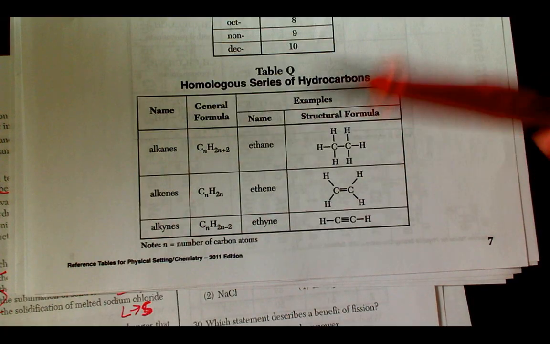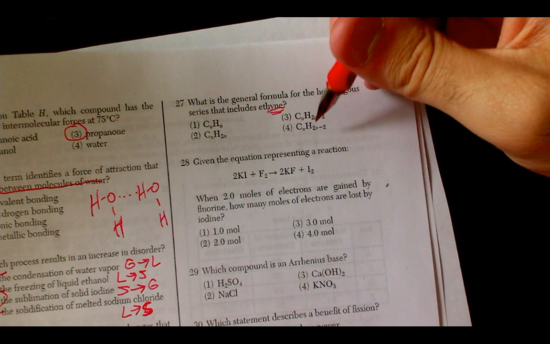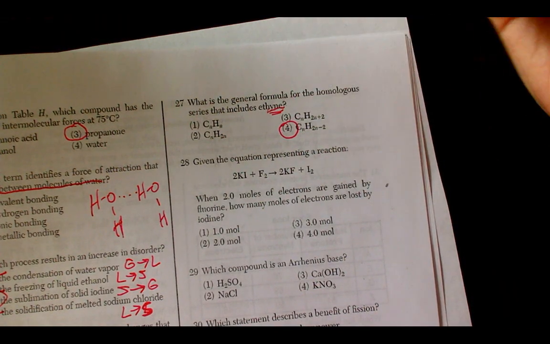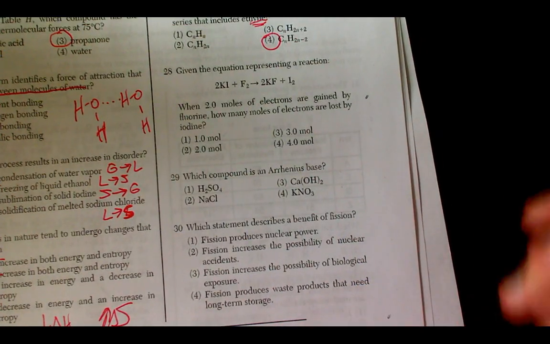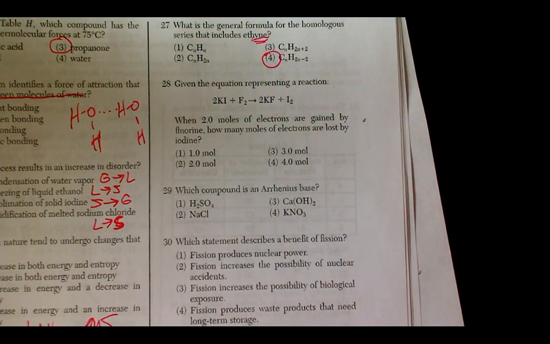But that's the general formula. It's asking for the general formula, CnH2n-2. And we just have to choose choice 4 right there. Nice, and we can just go look stuff up. Given this equation, looks kind of like one we had before.